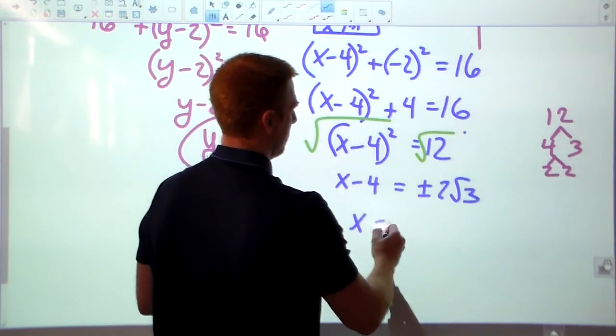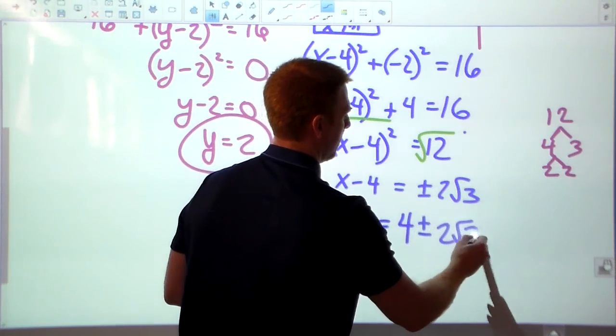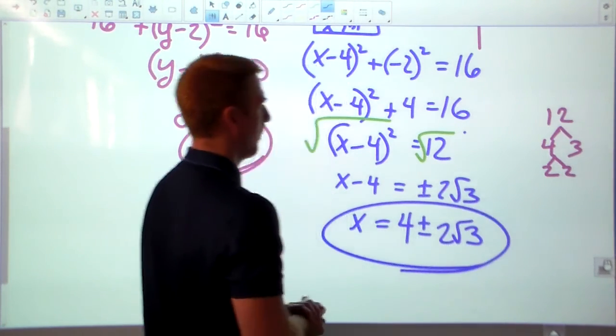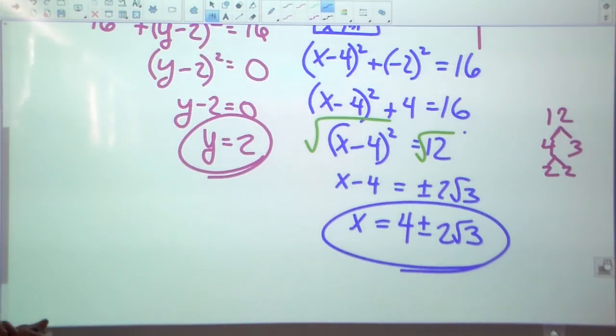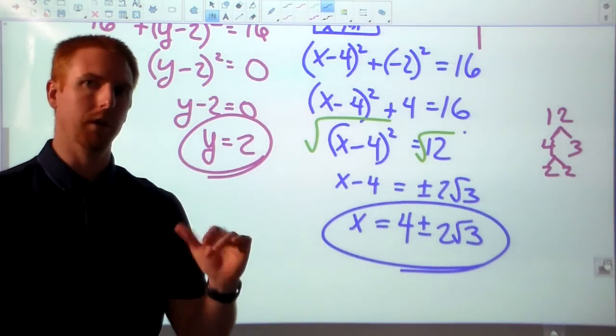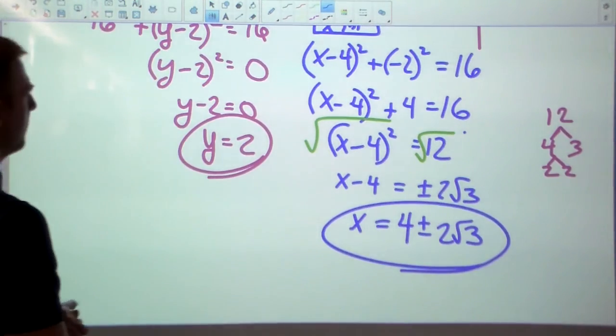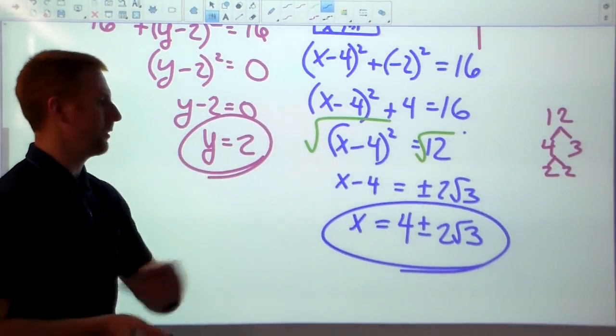And finally, we're going to add the 4 to both sides. So 4 plus or minus 2 square root of 3. If you want to try to confirm that to see if it is around between 0 and 1 and 7 and 8, you can. But it's looking pretty good. That should be good to go. So there's your y-intercept, there's your x-intercepts.